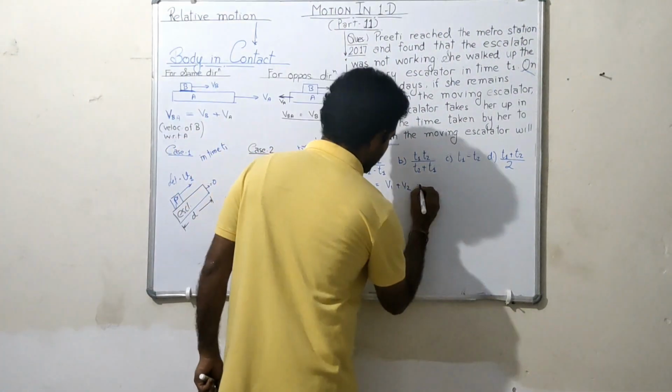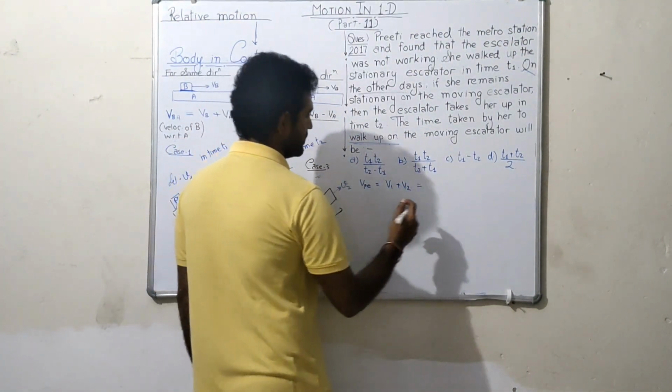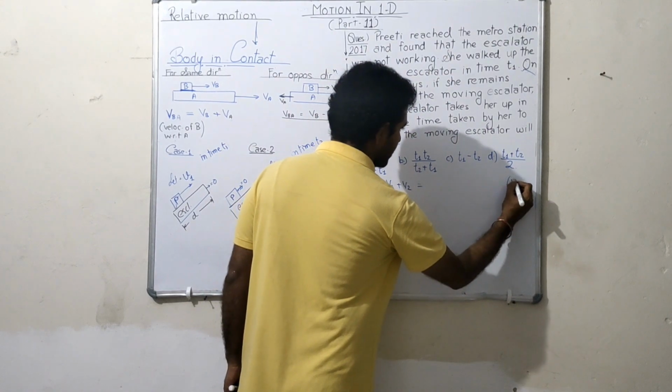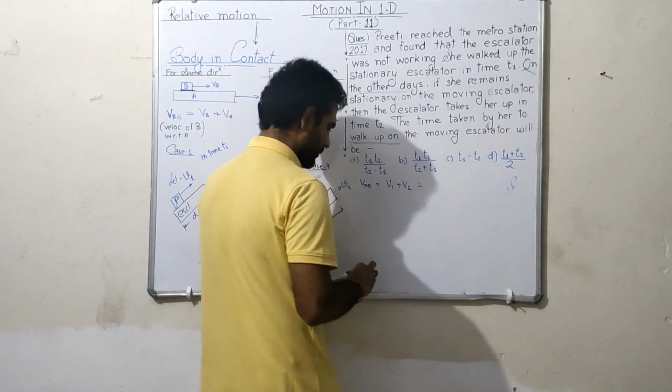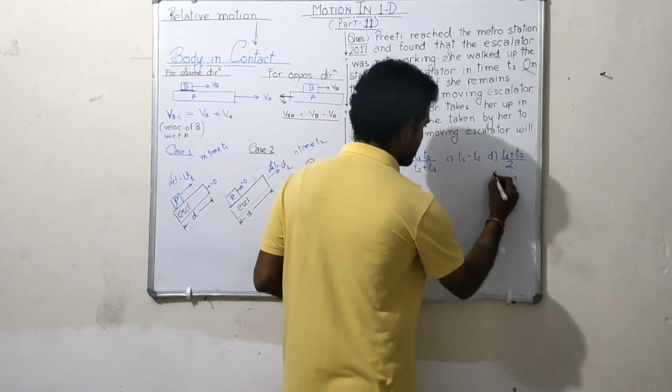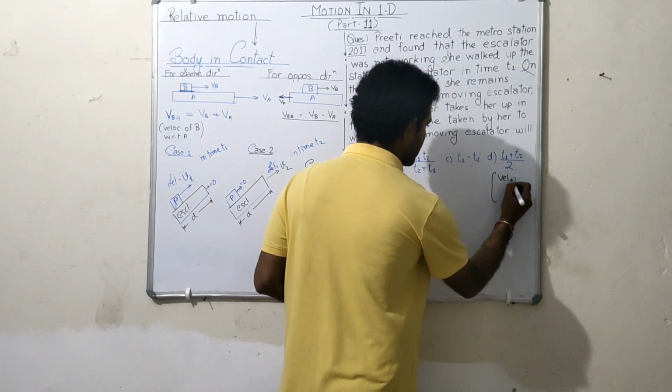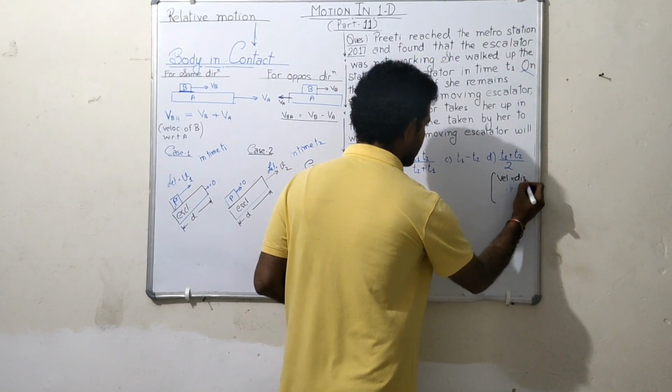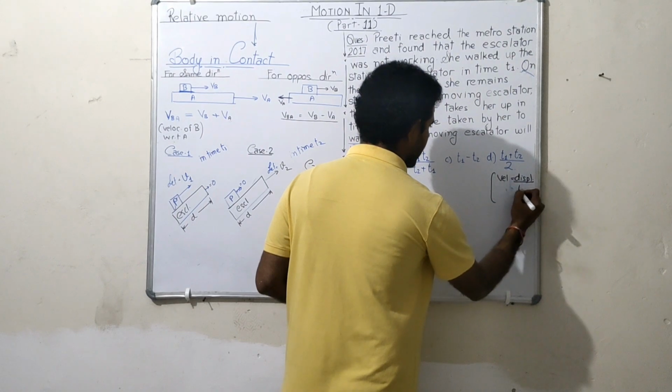Now what is v1? We know that velocity is defined as displacement upon time.